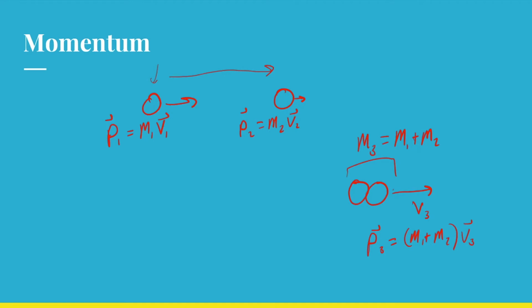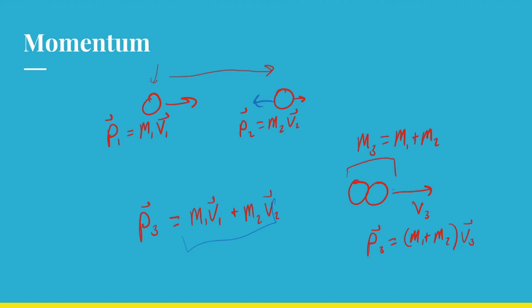P3 right here must be equal to m1 v1 plus m2 v2. This will always be true. Even if the object is moving initially in this direction, then you would just have a negative velocity to start out with, and this would still be true.